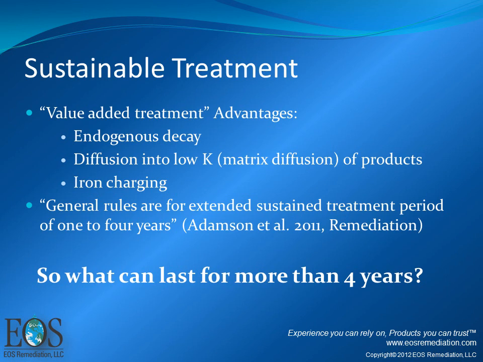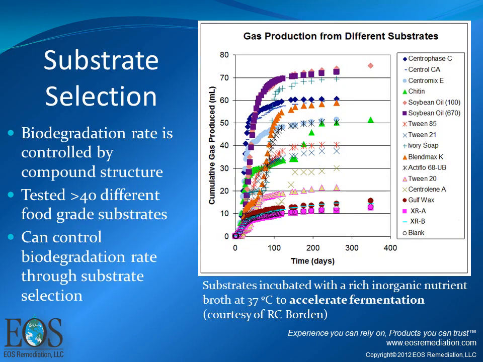So the general rules that this paper has gone over for extended treatment period are considered to be about 1 to 4 year range. And you can see in that table that we were looking at plumes that have matrix diffusion periods for 20 to 80 years in some cases. So we really need something that goes beyond 4 years. Taking a look at substrate selection, biodegradation rate is controlled by compound structure. How bioavailable is that compound to microorganisms to break down for energy? We took a look at 40 different food-grade substances and their degradation rates, and degradation can be controlled through substrate selection.